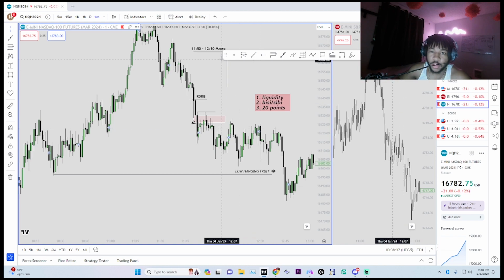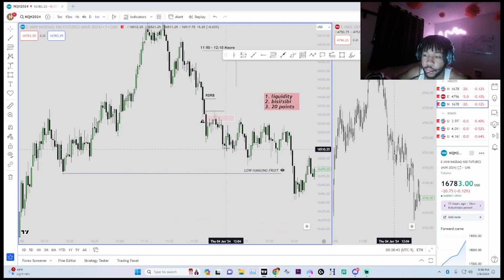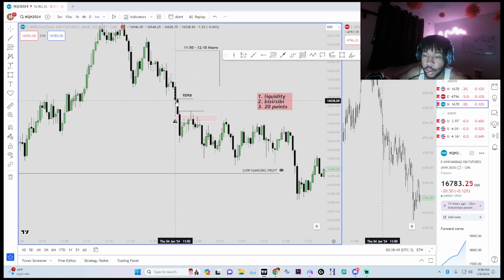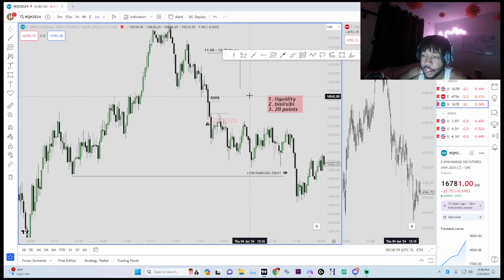Moving on to the 1150 to 1210 macro, we can see that we came down and sort of created a breaker. As we approach the macro, we created a redelivered rebalance, and coming down, come back up, and we come straight down, leaving all of this in inefficiency. So let's go through our checklist and see if it matches our criteria.